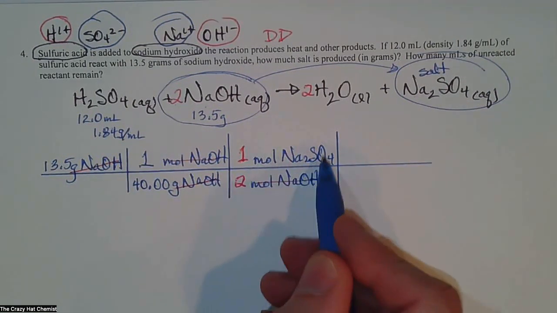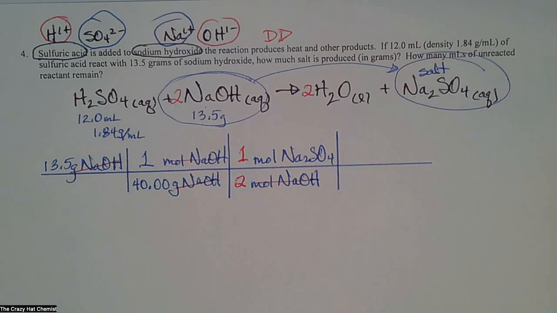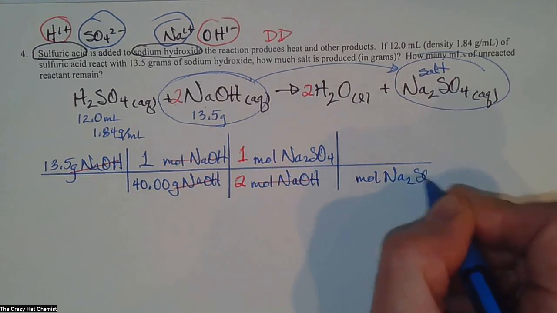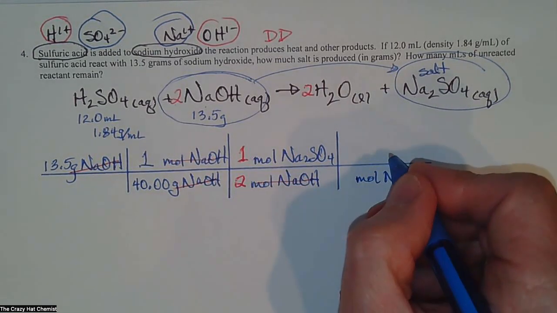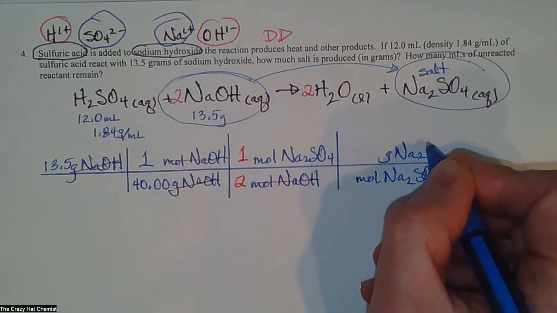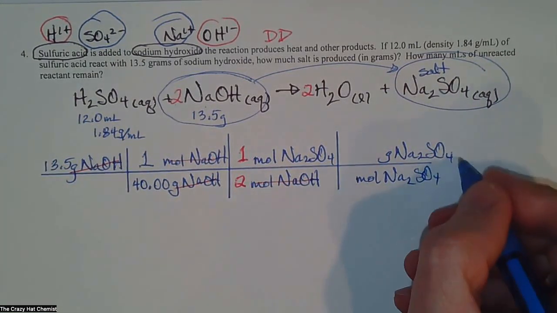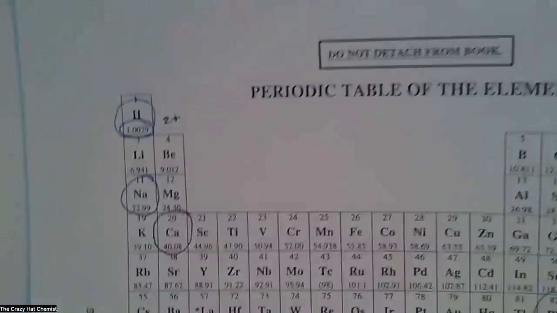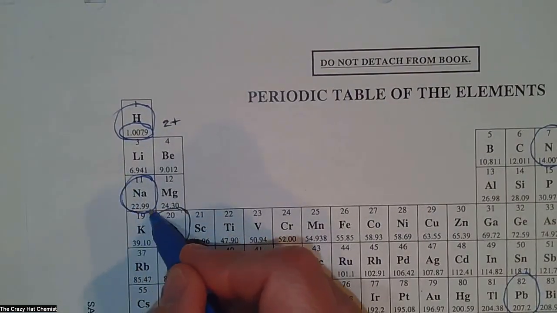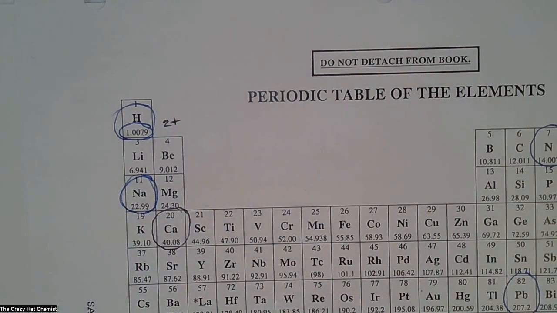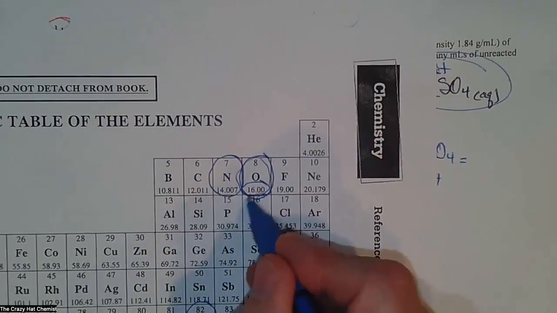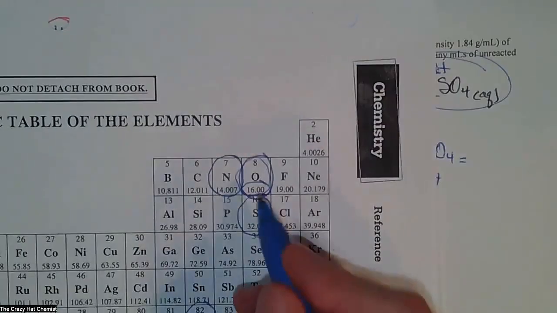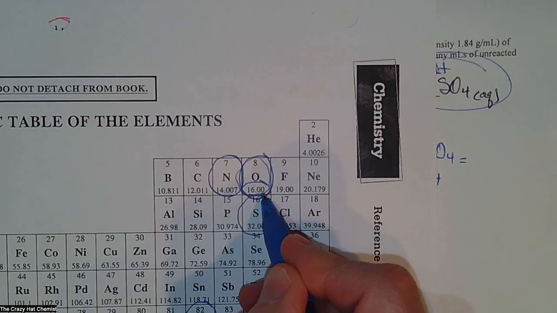Then I have moles of sodium sulfate here, and I'm trying to get to grams. So I have one more step here. I'm going to take moles of Na2SO4, and then I'm going to get to grams of Na2SO4. So what I need to do is look at my periodic table again and take 2 times the molar mass of sodium, and that's 22.99 times 2. 1 sulfur, that would be 1 times 32.06. And then 4 oxygens, that's 16.00 times 4.